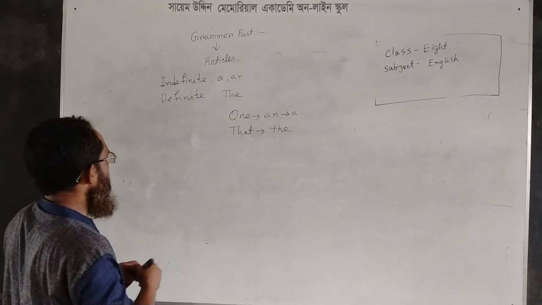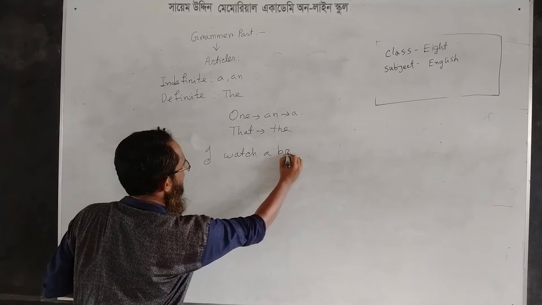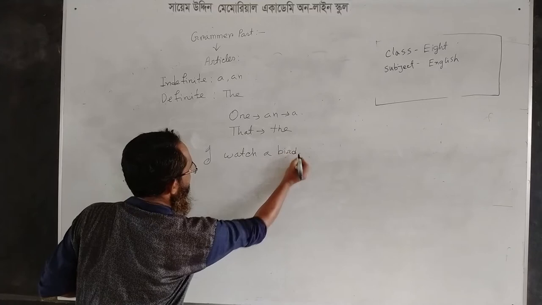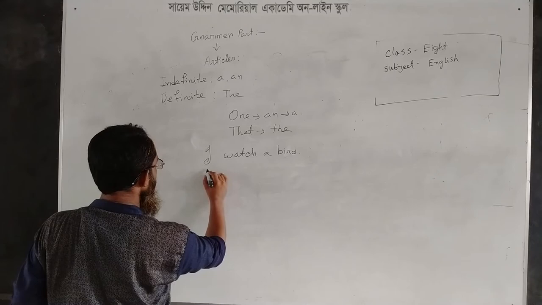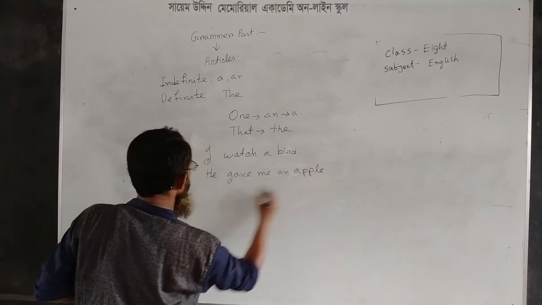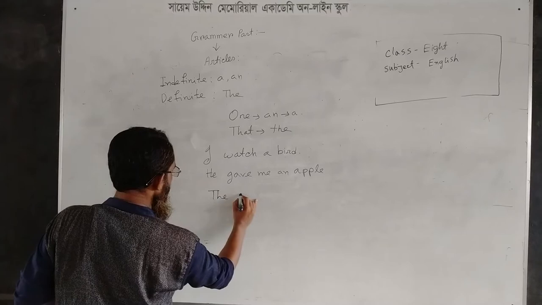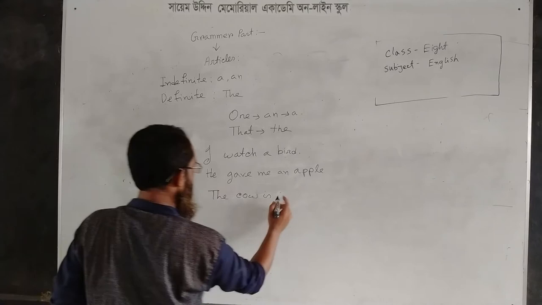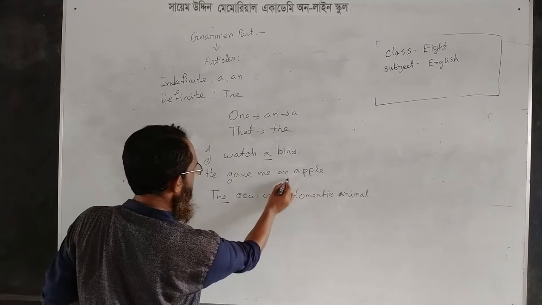Look at these sentences. I watch a bird. The next sentence: He gave me an apple. And the last one: the cow is a domestic animal. Four articles are used in these three sentences.